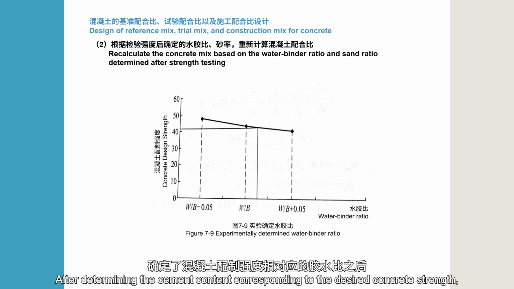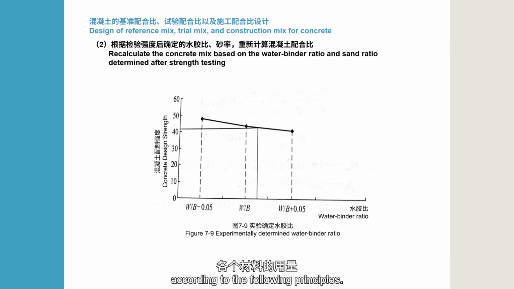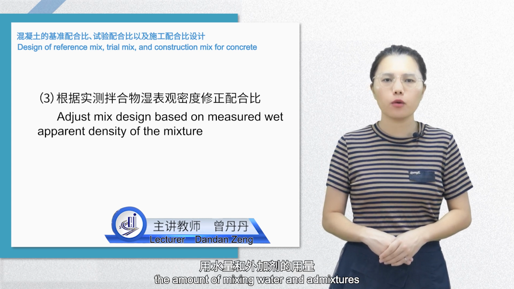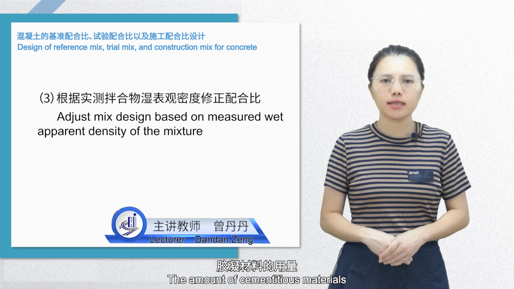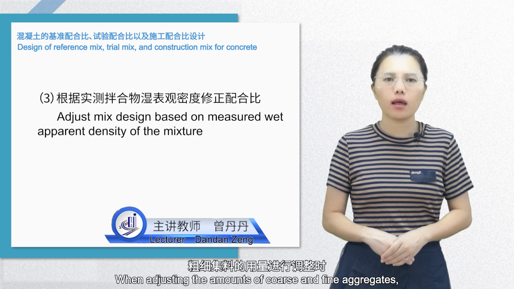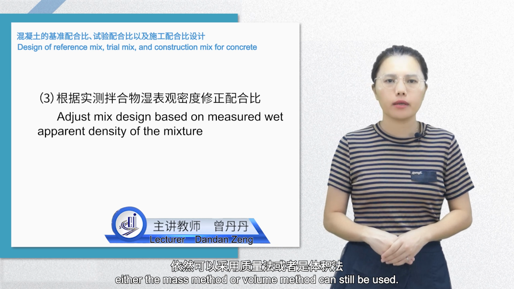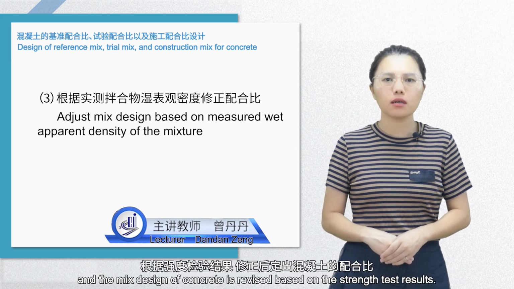After determining the cement content corresponding to the desired concrete strength, the quantities of each material per cubic meter of concrete are determined according to the following principles. Firstly, based on the reference mix design, the amount of mixing water and admixtures should be adjusted according to the determined water binder ratio. The amount of cementitious materials can be adjusted based on the water binder ratio and the amount of mixing water. When adjusting the amounts of coarse and fine aggregates, either the mass method or volume method can still be used. The amounts of coarse and fine aggregates are determined through calculation, and the mix design of concrete is revised based on the strength test results.